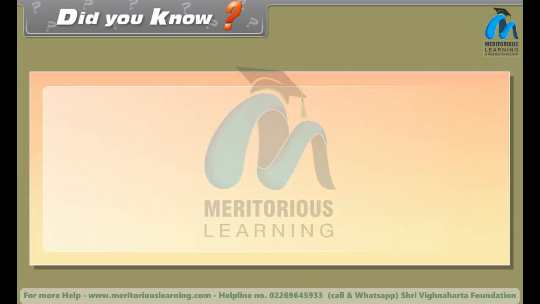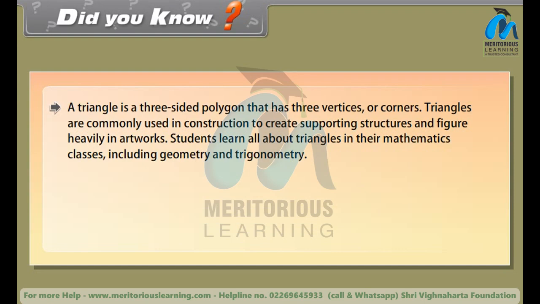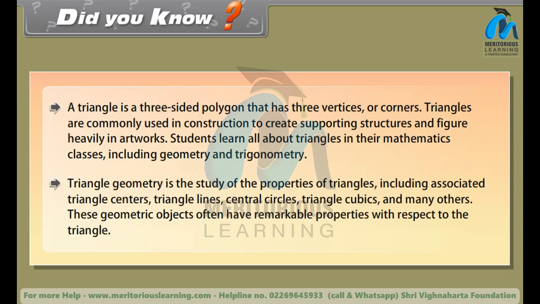Did you know? A triangle is a three-sided polygon that has three vertices or corners. Triangles are commonly used in construction to create supporting structures and figure heavily in artworks. The students learn all about triangles in their mathematics classes, including geometry and trigonometry. Triangle geometry is the study of the properties of triangles, including associated triangle centers, triangle lines, central circles, triangle cubics, and many others. These geometric objects often have remarkable properties with respect to the triangle.